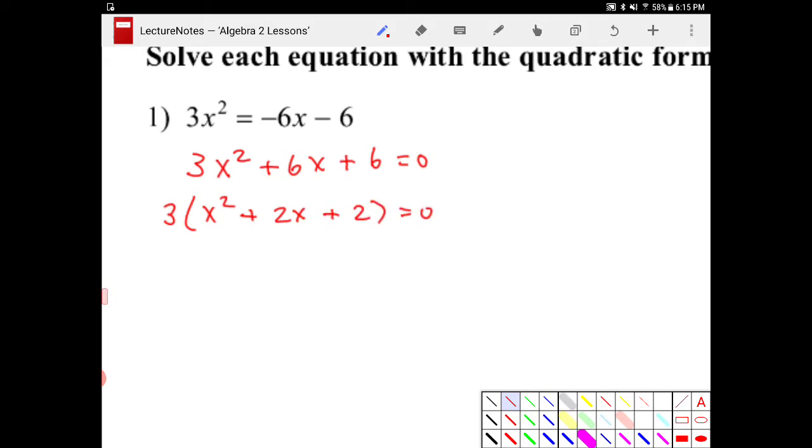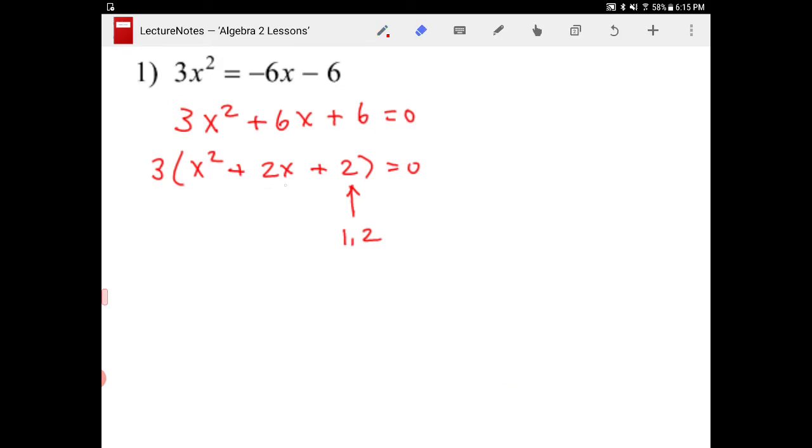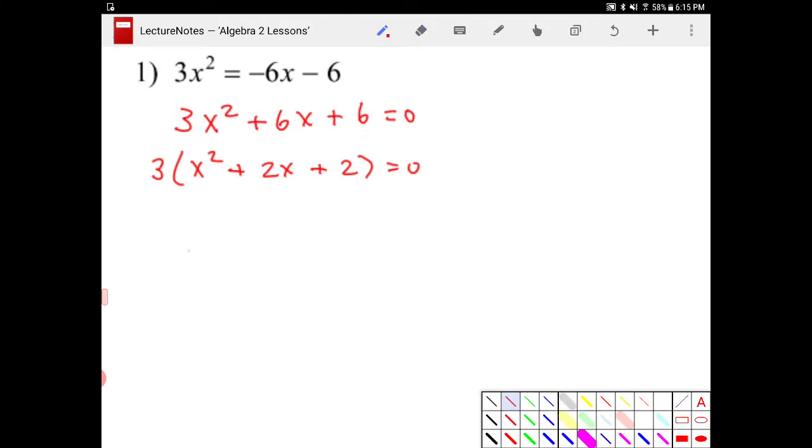If I factor that out, I'll end up with 3 times x squared plus 2x plus 2 is equal to 0. Upon closer inspection, the possible factors that multiply out to 2 are 1 and 2. No matter what arrangement I do, I am not going to end up with a sum of 2 there. So this thing is not factorable. Because it's not factorable, we're going to go ahead and use the quadratic formula.